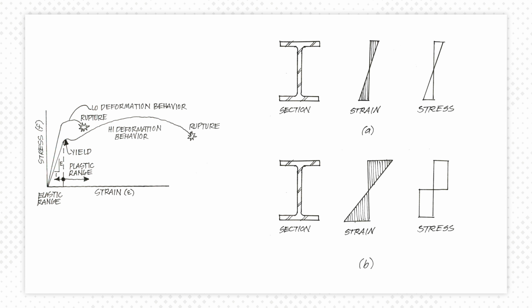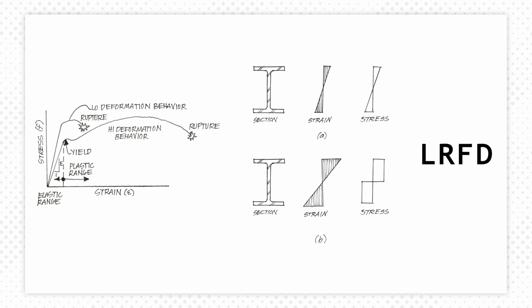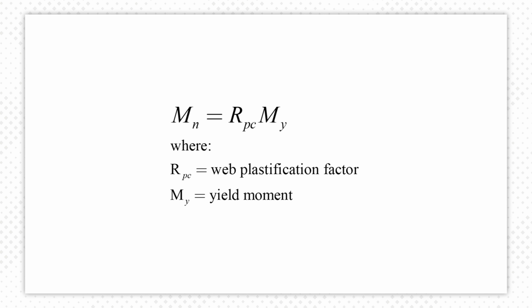Engineers tend to look at two conditions: initial yield of the cross-section and full plastic yielding. The LRFD methodology is based on plastic yielding. The flexural strength of a yielding beam is given by this equation.